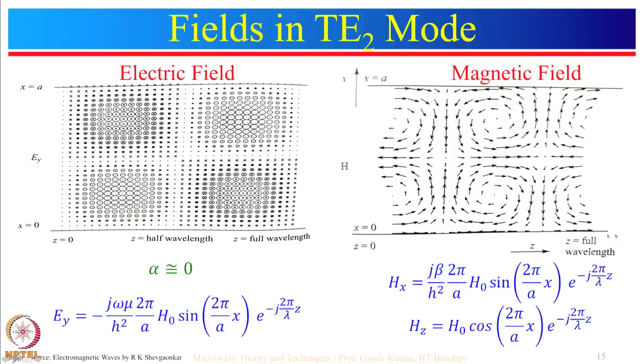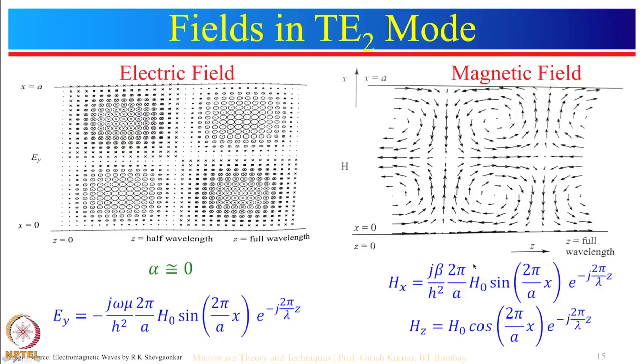So if we see in the z direction, Hz is maximum at z equal to 0, z equal to lambda by 2, z equal to lambda, z equal to a multiple of lambda by 2. Whereas Hx will be 0 at these points, z equal to 0, z equal to lambda by 2, z equal to lambda, like this. Similarly, Hz will be 0 at z equal to lambda by 4, 3 lambda by 4, and odd multiples of lambda by 4. And at these points, Hx will be maxima. So Hx is maxima at z equal to lambda by 4, z equal to 3 lambda by 4, and odd multiples of lambda by 4.